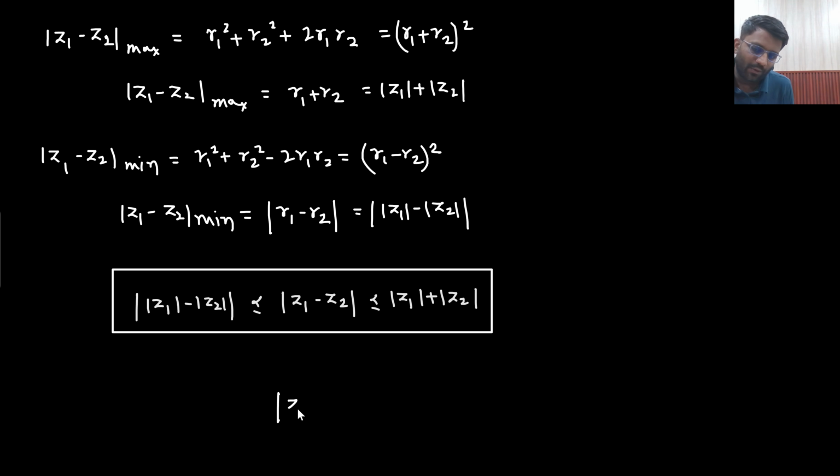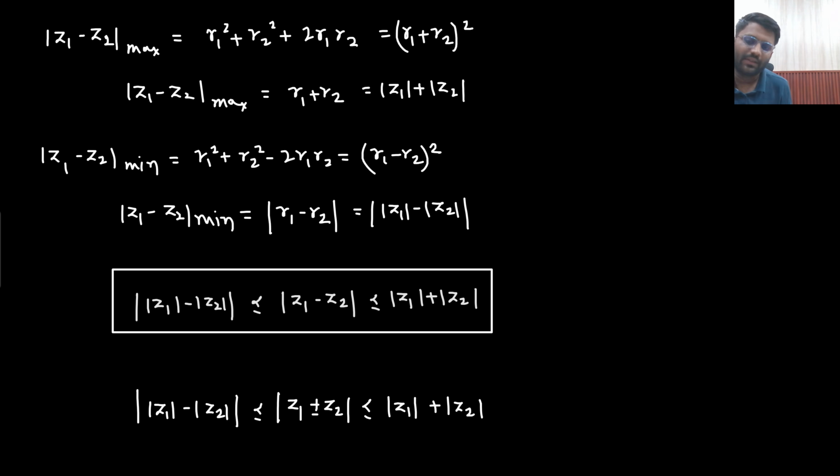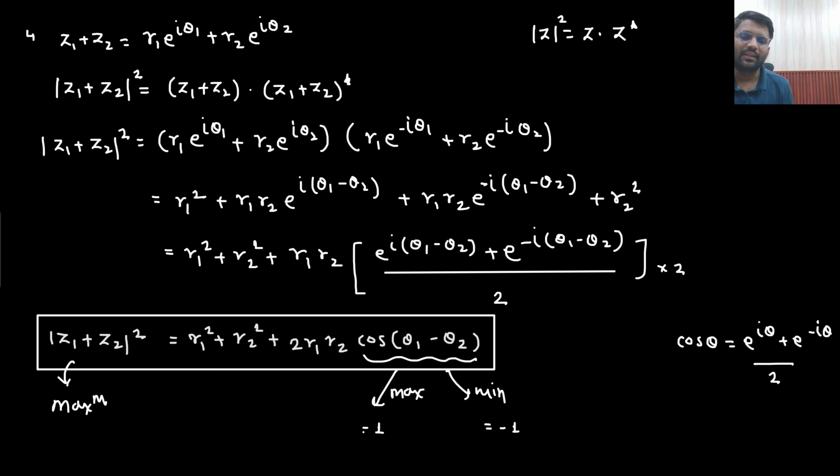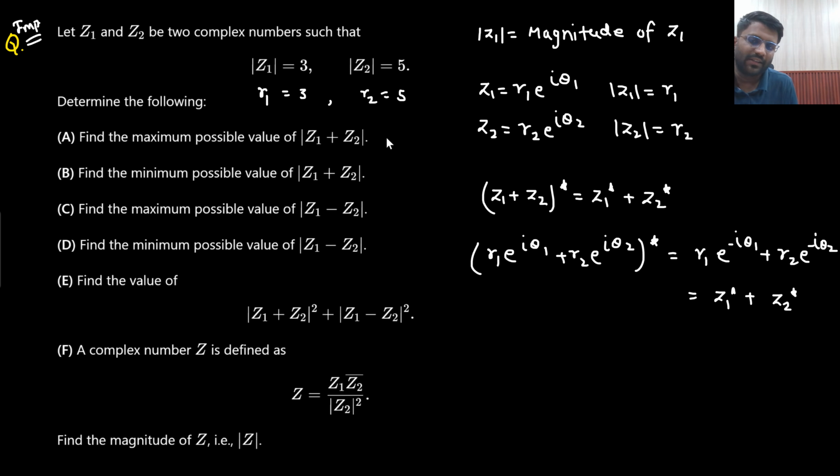So can I write that magnitude of Z1 plus minus Z2 would be less than magnitude of Z1 plus Z2 and greater than magnitude of Z1 minus magnitude of Z2, but you need to take the mode as well. This is something that you are supposed to remember. Irrespective of the sign, the things are same. Sir, here as well, the maximum value will be 8, and the minimum value will be 3 minus 5, that is 2. Is that understandable or not? Completely understandable, sir. Say yes or no.